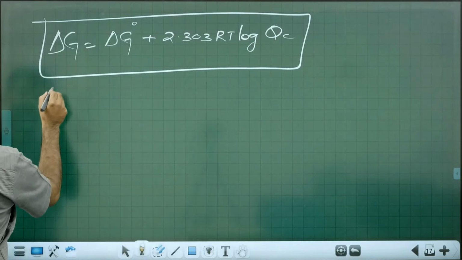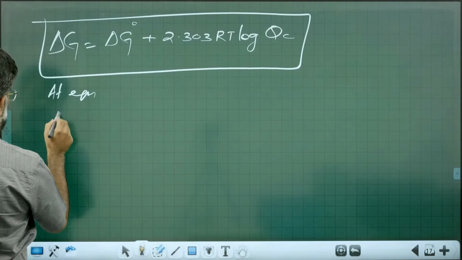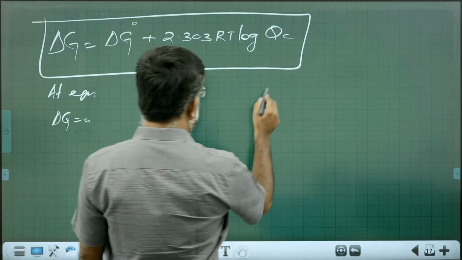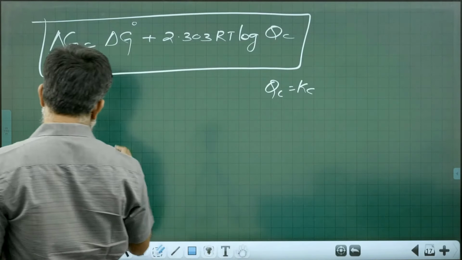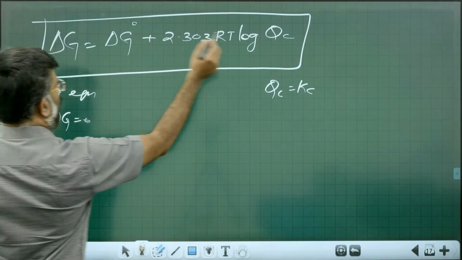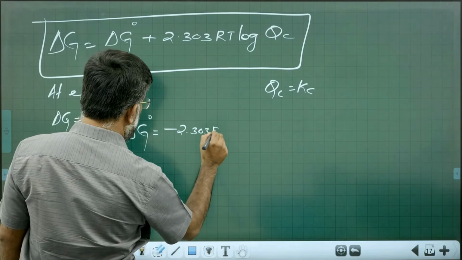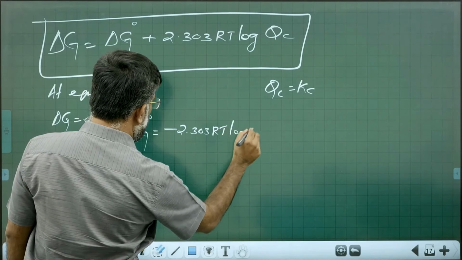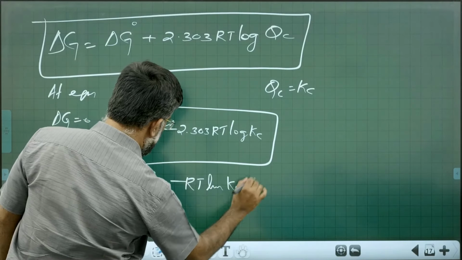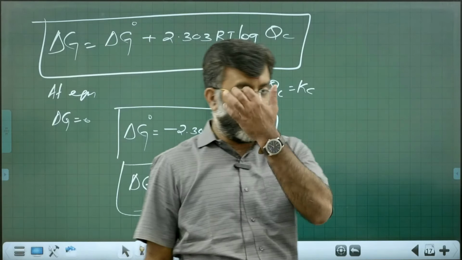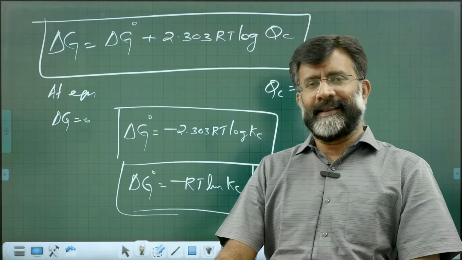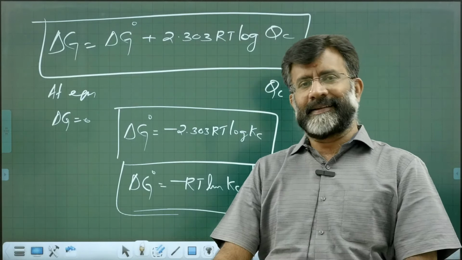Now you see what happens at equilibrium. At equilibrium, what happens? Delta G becomes 0 and at equilibrium QC becomes equal to Kc and thereby you get the relation. This becomes 0 and this becomes Kc. You get the relation delta G naught is equal to minus 2.303 RT log Kc, or delta G naught is equal to minus RT ln Kc. Many times we encounter this formula for doing the numericals, right? That is delta G naught versus equilibrium constant. Okay. This is the major discussion that happens in the chapter equilibrium.